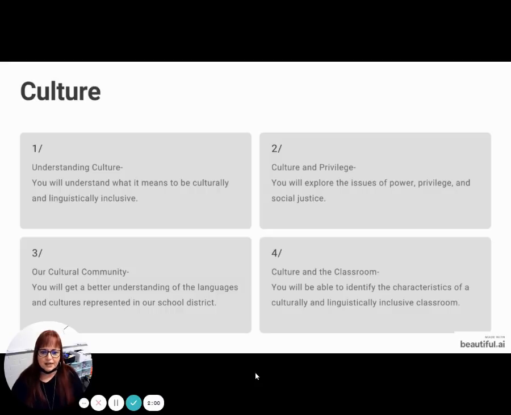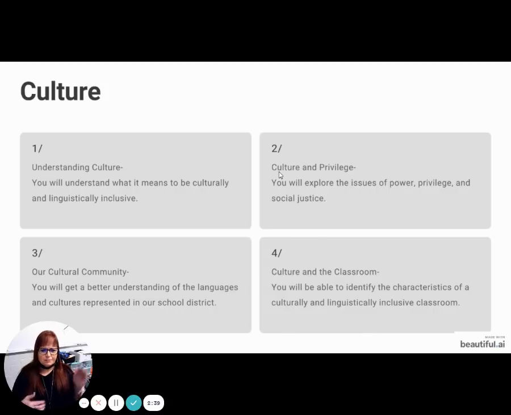Under understanding culture, these are hopefully some things that you are going to take away from this training. You will understand what it means to be culturally and linguistically inclusive. Under culture and privilege, you will explore the issues of power, privilege, and social justice. Under cultural community, you will get a better understanding of the languages and cultures represented in our school district. And in culture in the classroom, you will be able to identify the characteristics of a culturally and linguistically inclusive classroom.